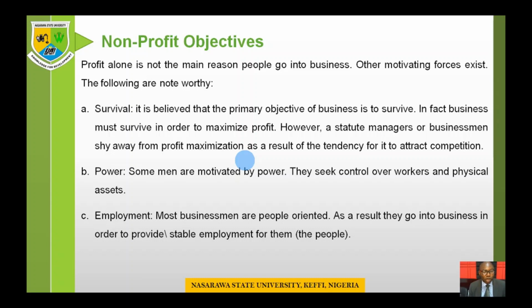C, employment. Most businessmen are people oriented. As a result, they go into business in order to provide stable employment for them. That is for the people.